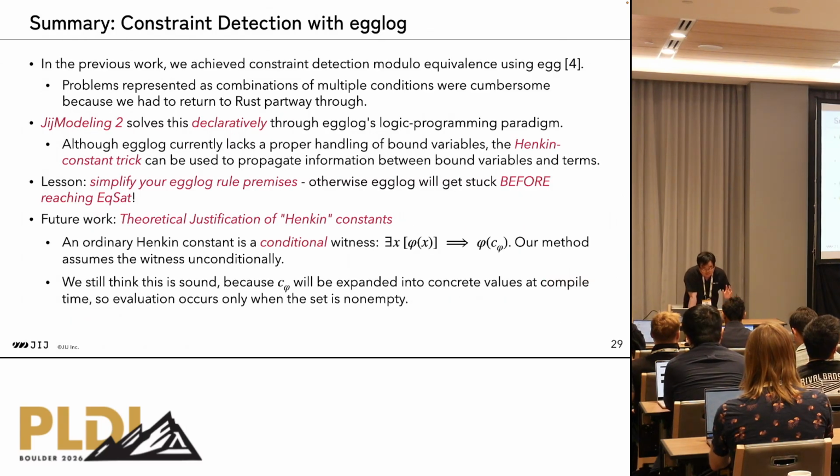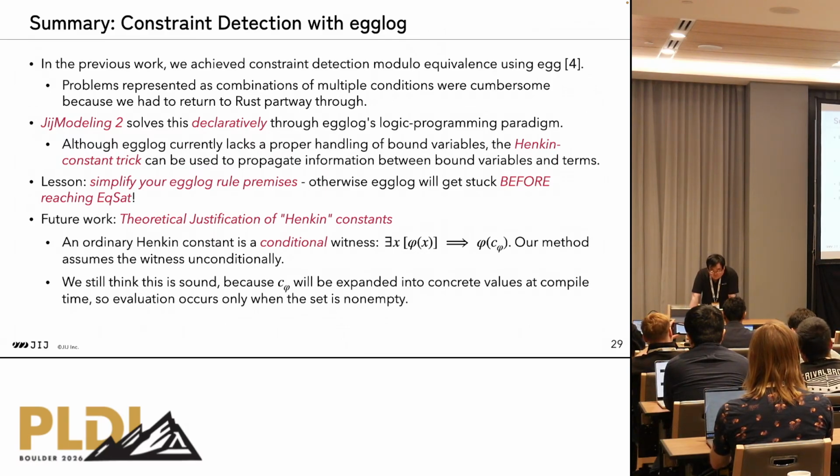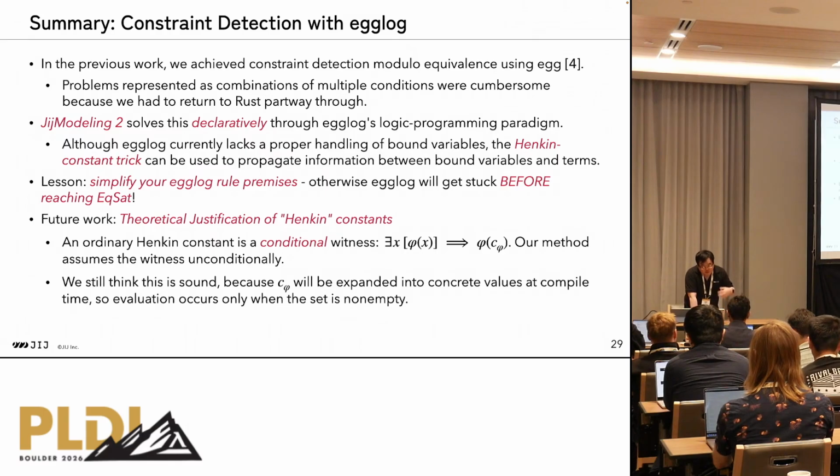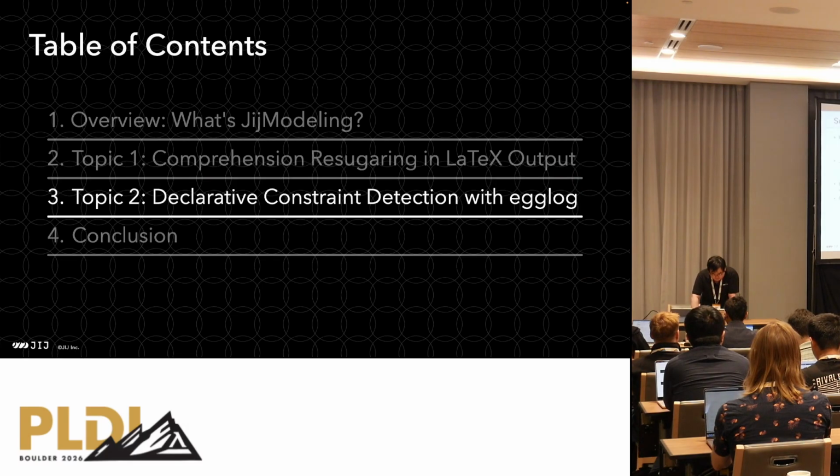Okay. In summary, in our previous implementation, we achieved constraint detection modulo equivalence using egg, but detecting multi-step constraints was cumbersome because it requires going back and forth between egg and Datalog. But JijModeling 2 solves this more declaratively using Egglog's logic programming paradigm. And although Egglog currently lacks proper handling of bound variables and substitutions, the Henkin constant-like trick lets us propagate information across bound variables. And the practical lesson is that we must simplify Egglog rule premises, otherwise Egglog may get stuck before reaching equality saturation. Okay.